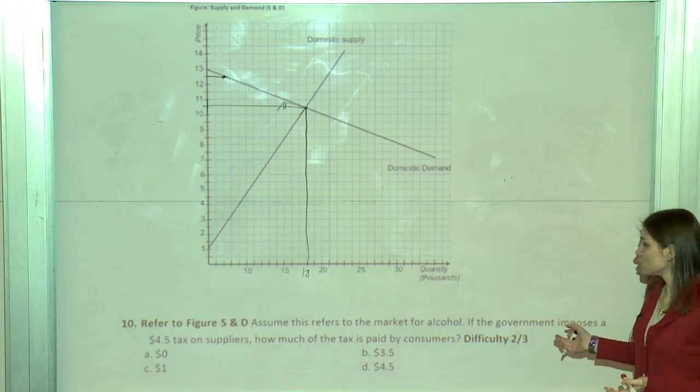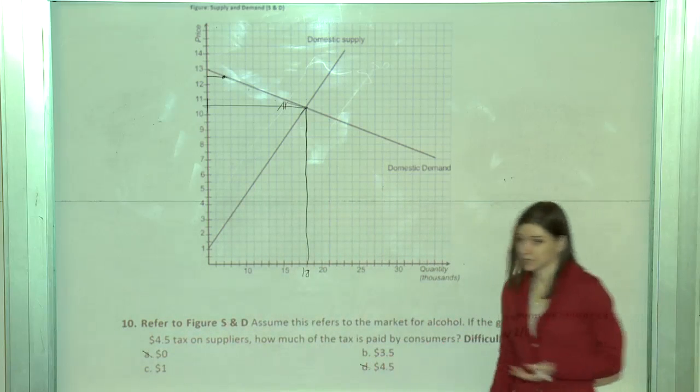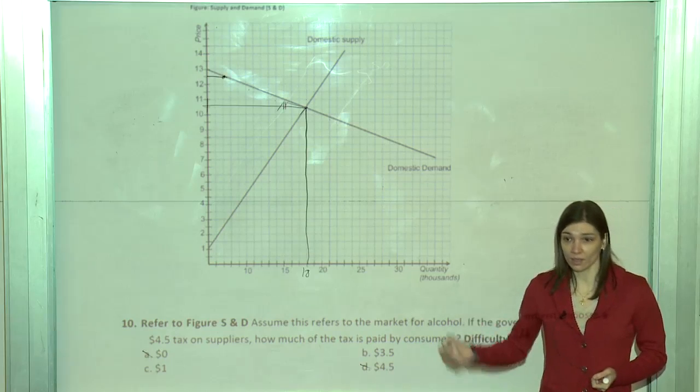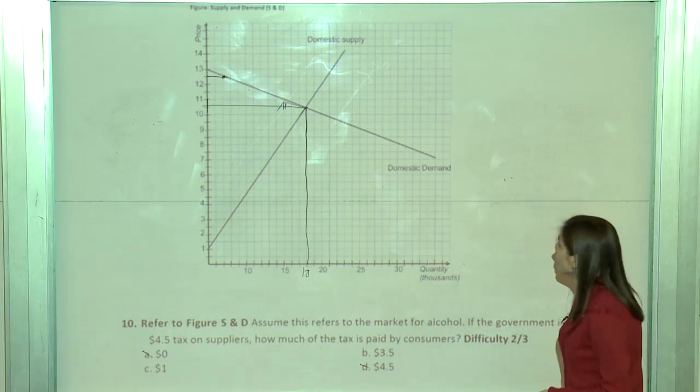So from this, you can immediately see that A and D are not the answer. Right? So definitely they're not going to pay nothing, and they're not going to pay all of it. They're going to share it. How are they going to share it?